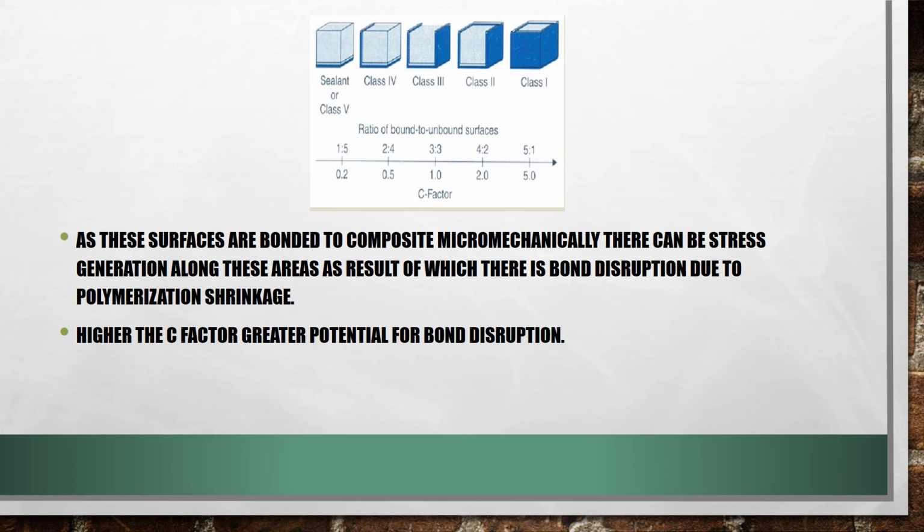bond disruption. So we have seen in class 1 the C factor was 5. So obviously in class 1 the bond disruption will be the highest and it will go on reducing. Now over here you can see, as your C factor is increasing, the bond disruption will be more, and if your C factor is reducing, that means the bond disruption will also reduce. So it is directly proportional. So this is about the C factor, that if your C factor is higher, there are more chances for bond disruption, because in such cases your composite is getting bonded more to the tooth surface.